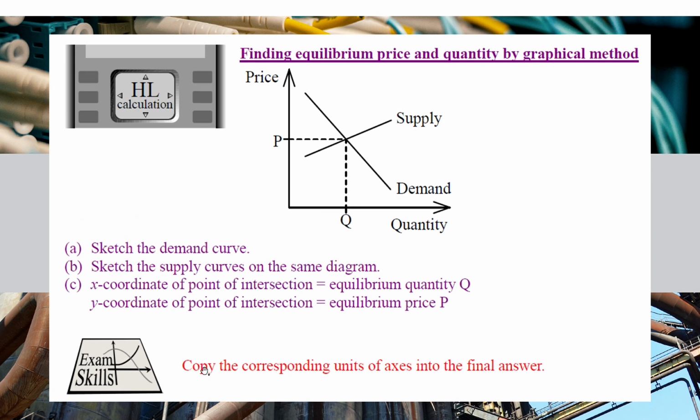And also remember, copy the corresponding unit of x into the final answer. You got P and Q. Q is 3. Of course, not 3 units, maybe 3 tons, okay, 3,000 tons. So be careful, copy the units.